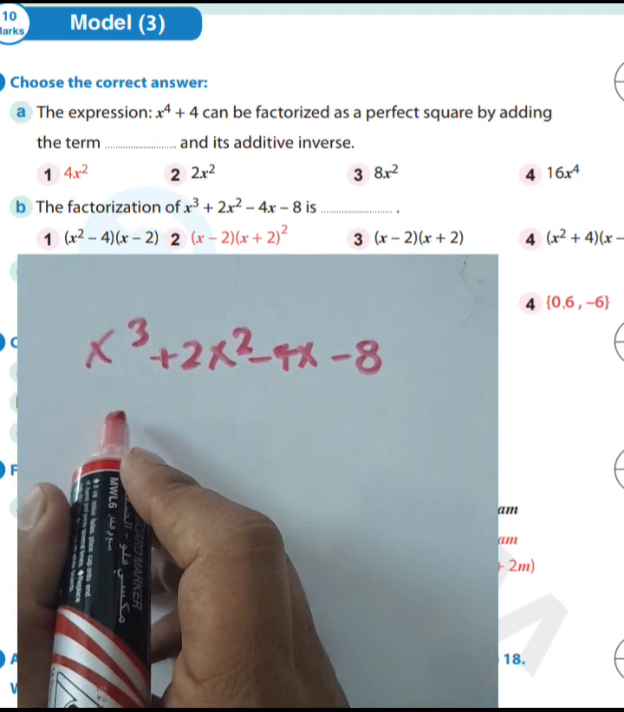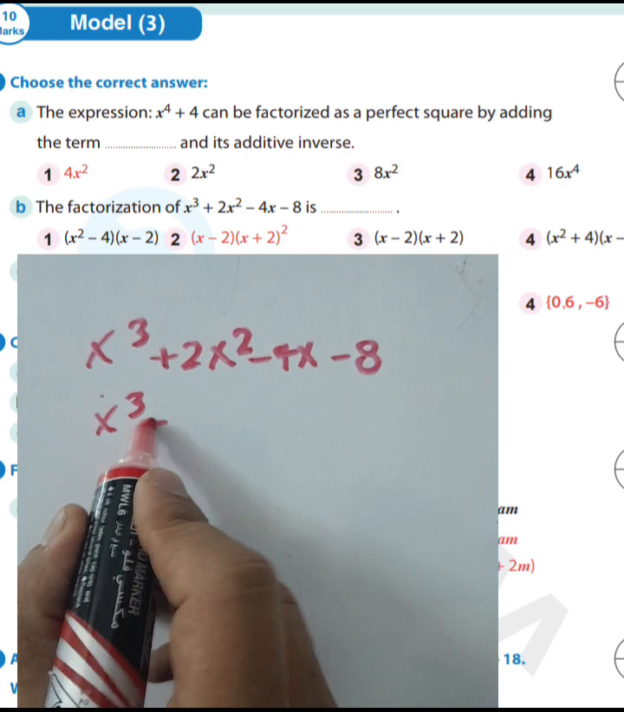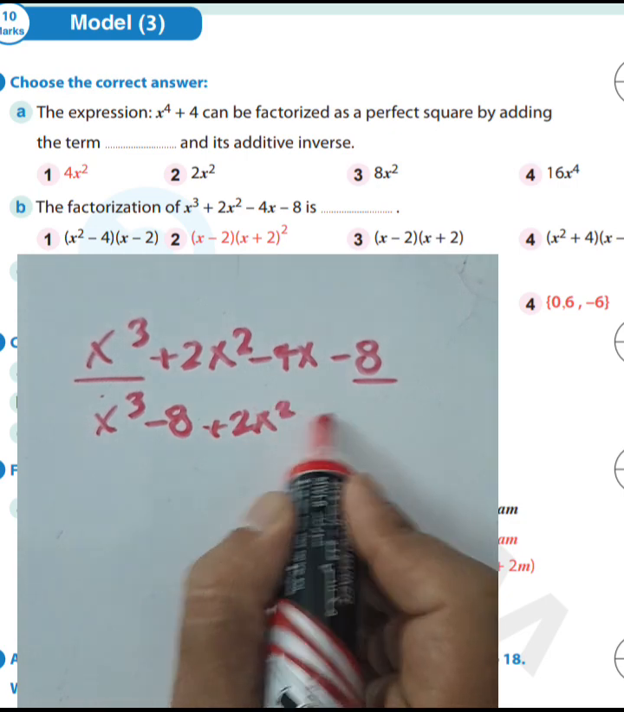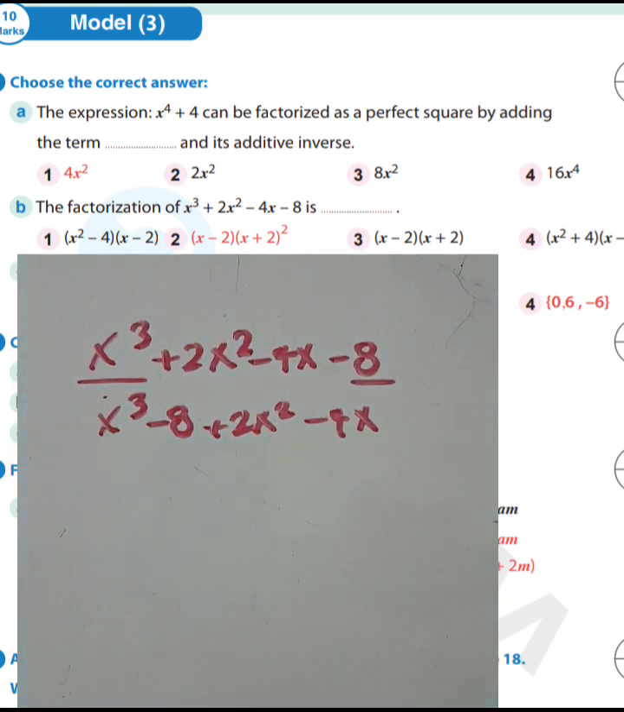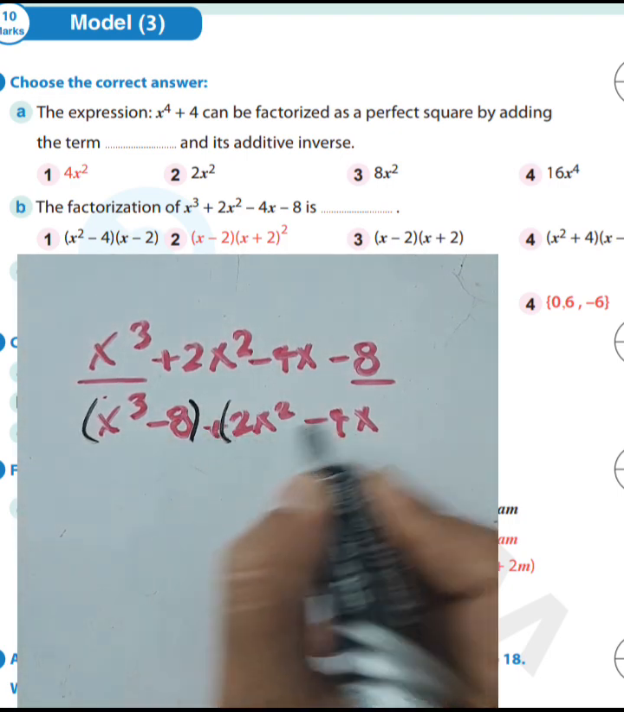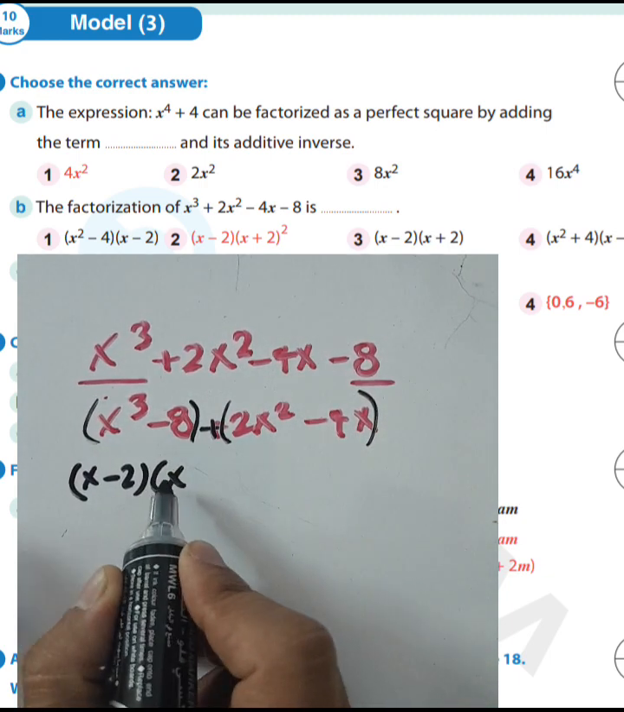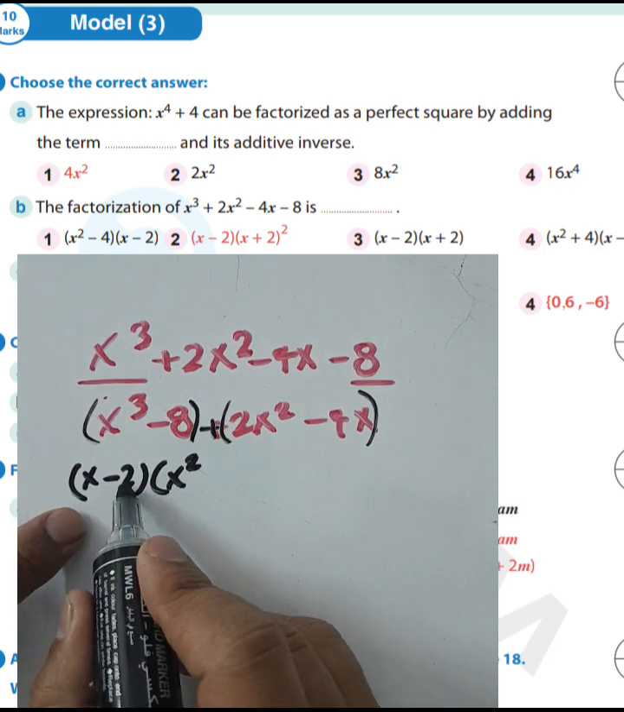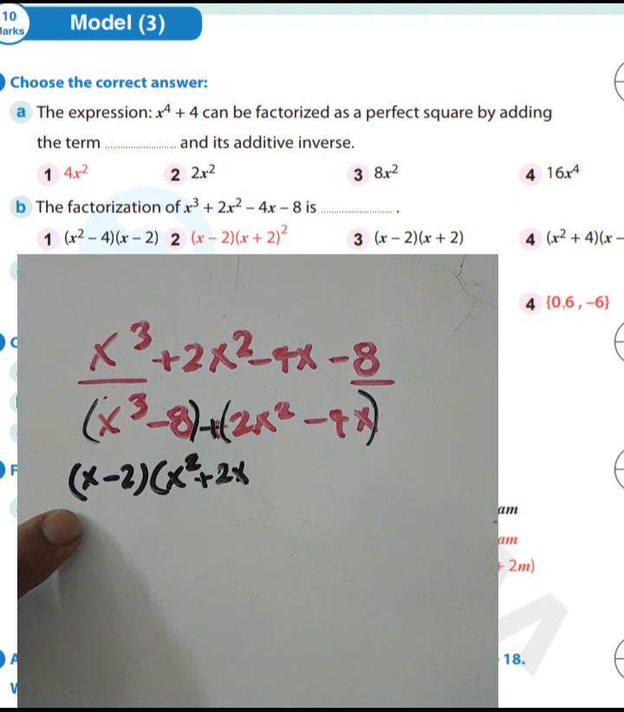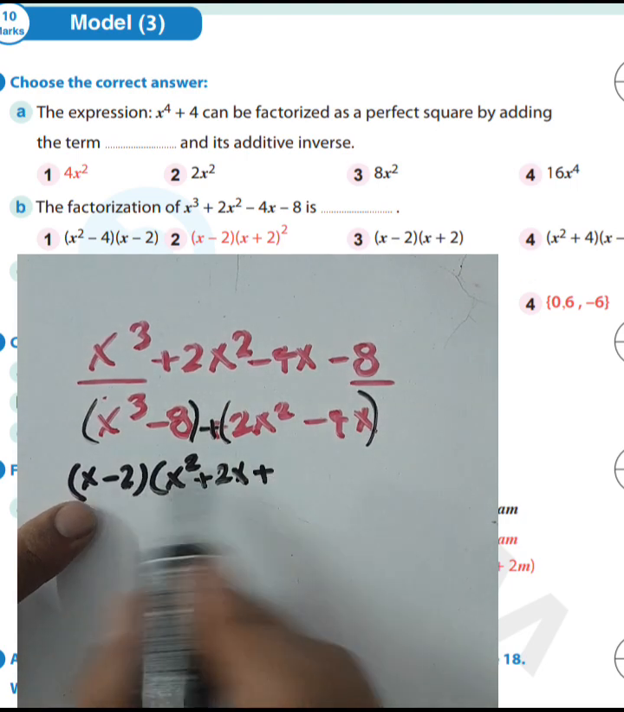Look at here, we can write x power 3 and negative 8 here, two terms, and write 2x power 2 subtract 4x, and then factorize the two expressions. Write x minus 2 and x times x power 2 equals x power 3, negative 2 times x, and change the sign, it will be positive 2x. Okay, change the sign, negative will be positive, and then negative 2 power 2 will be 4.